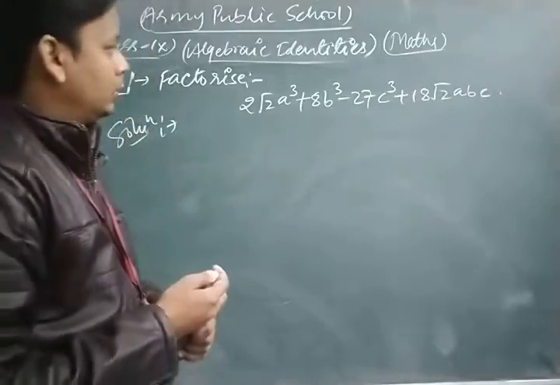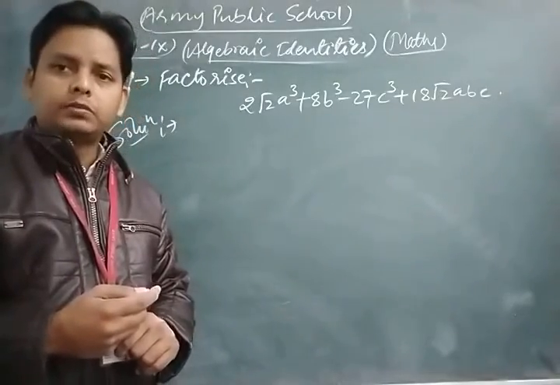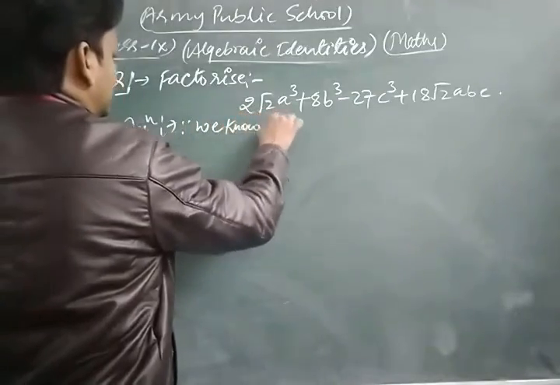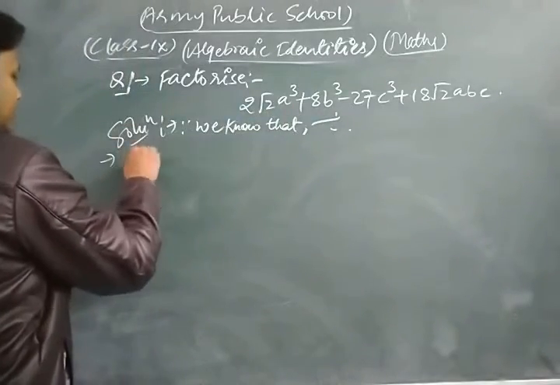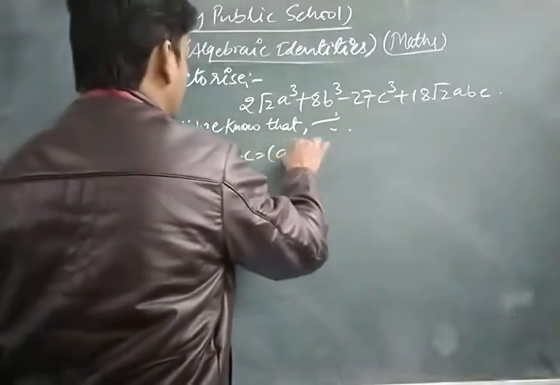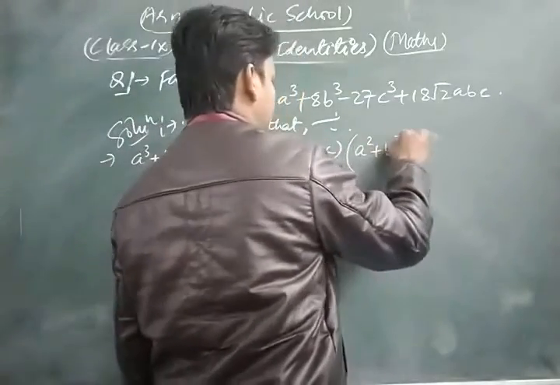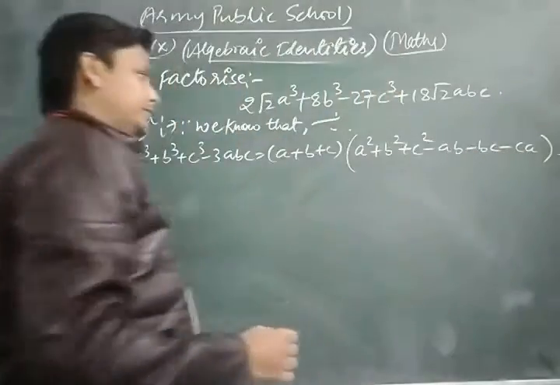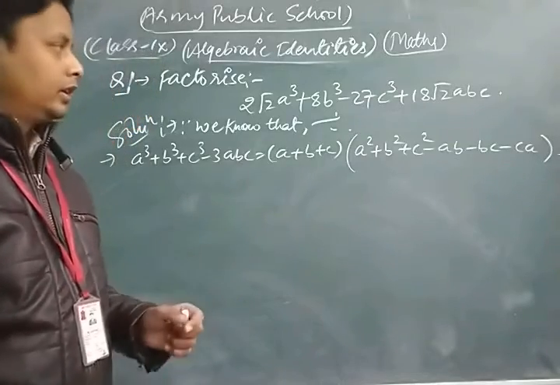Okay, now look. First of all, we know the identity a cube plus b cube plus c cube minus 3abc is equal to a plus b plus c in one bracket, and in another bracket a square plus b square plus c square minus ab minus bc minus ca. This is the identity. Now we expand it based on the same identity.